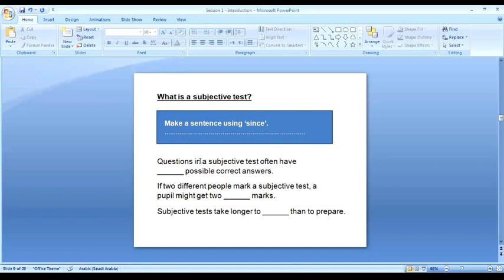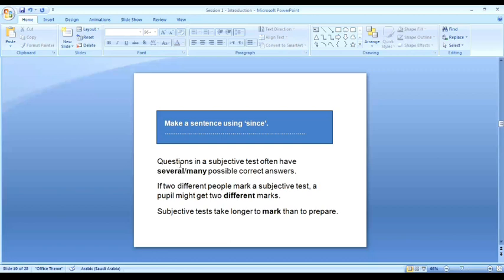So questions in a subjective test often have different possible correct answers. If two different people mark a subjective test, a pupil might get two different marks. And also, subjective tests take longer to mark than to prepare. Let us see this, you know. Questions in subjective tests often have several or many possible correct answers. Not only one correct answer, but several and many possible correct answers. If two different people mark a subjective test, a pupil might get two different marks.